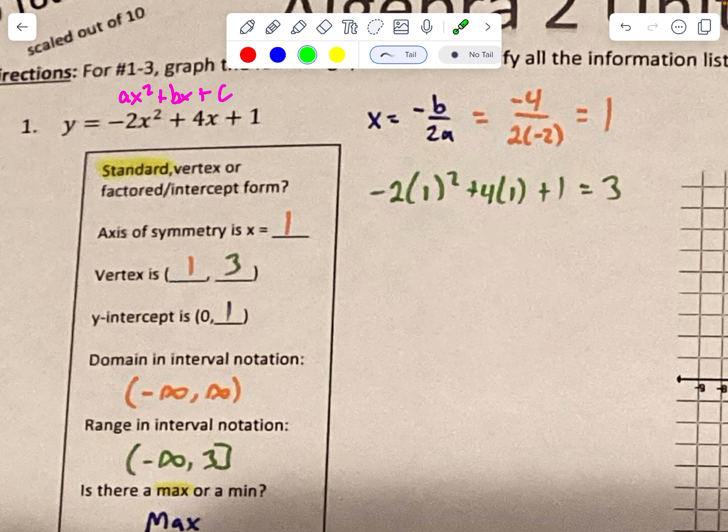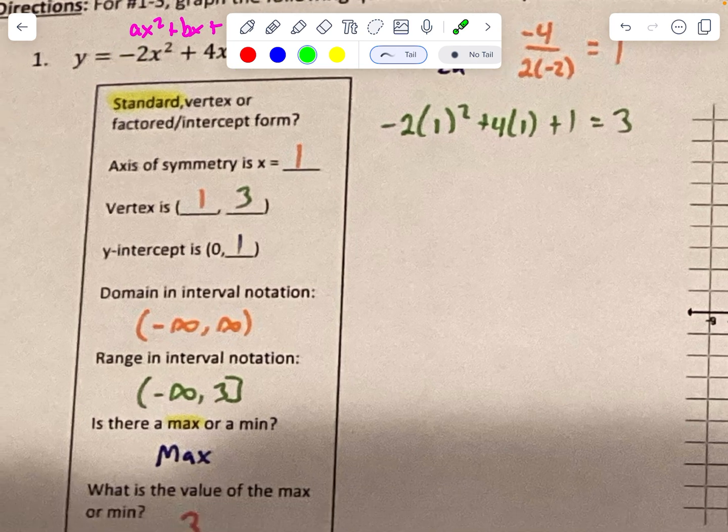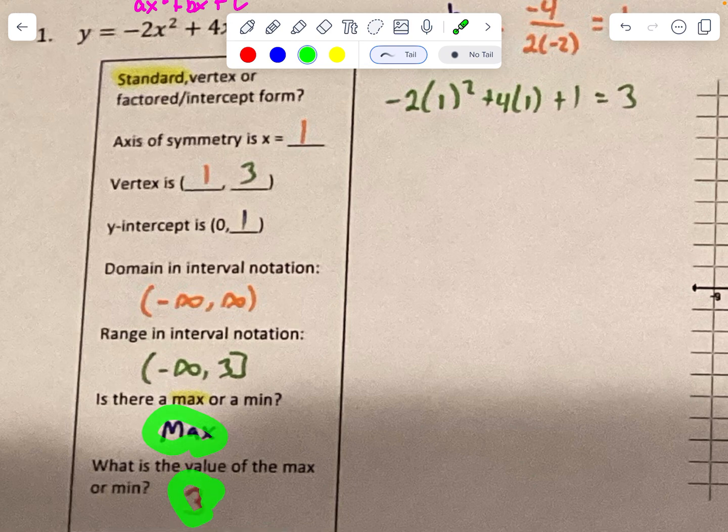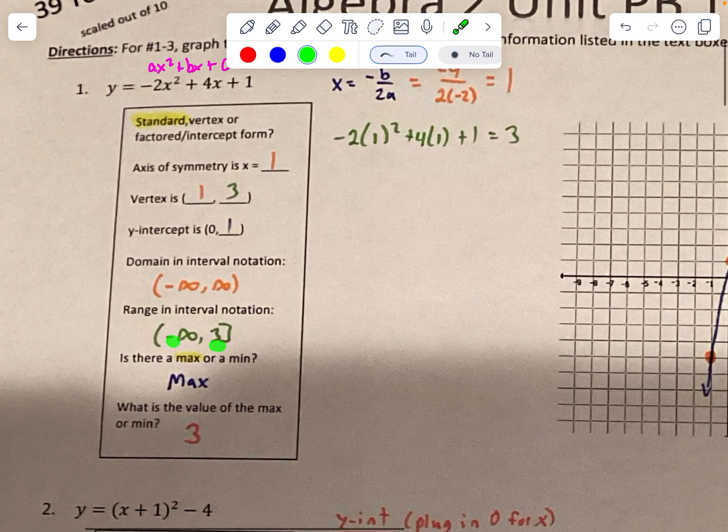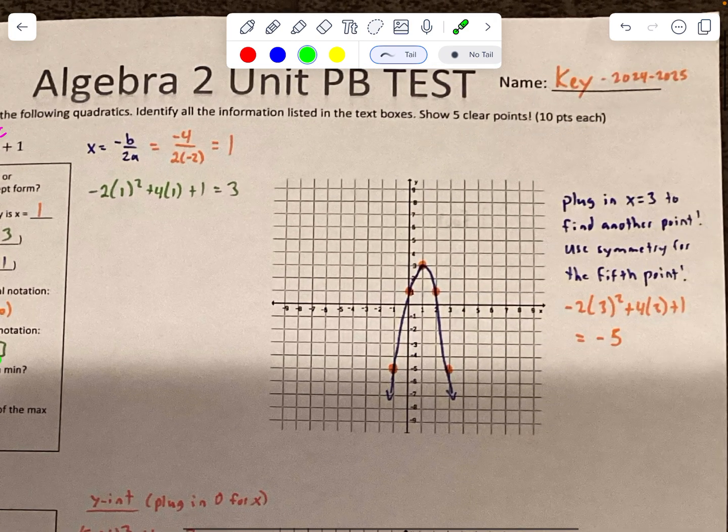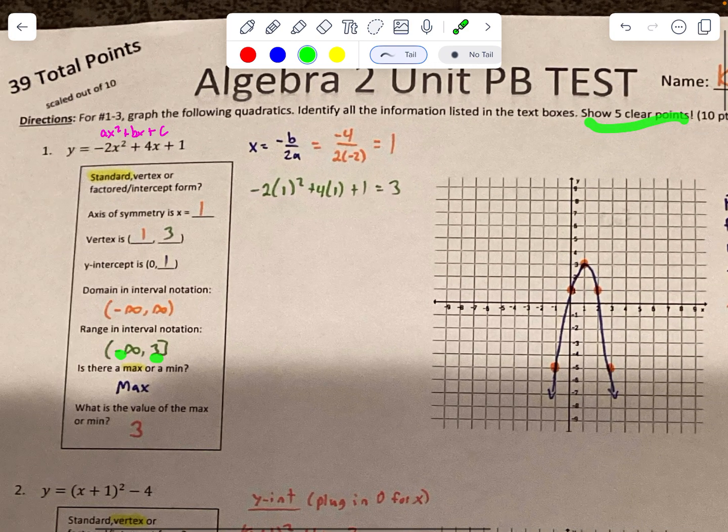Okay, and you can know that based on your a value. Since our a value is negative, we know that this quadratic opens downward. And so therefore it has a maximum, and that maximum value is 3, which is just the y value of the vertex. So therefore our range goes negative infinity to 3. Okay, and now I am asking you to show 5 clear points. From this information, we already have 3 points.